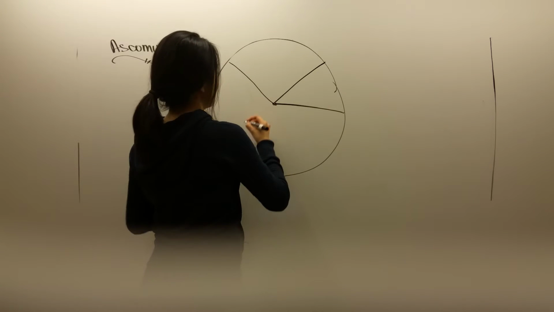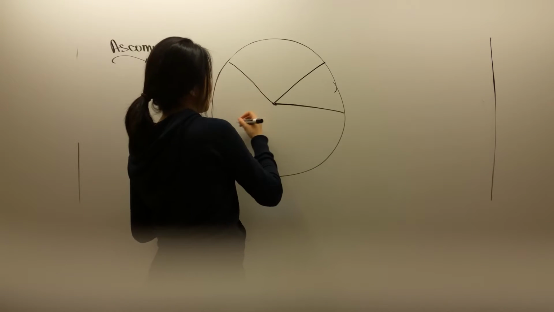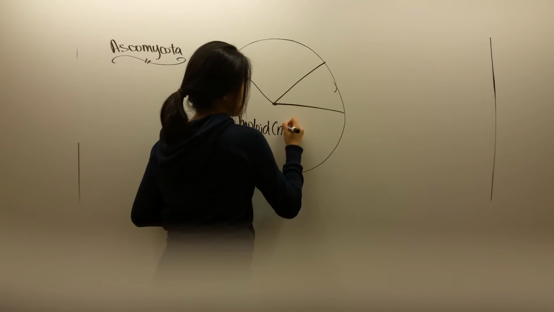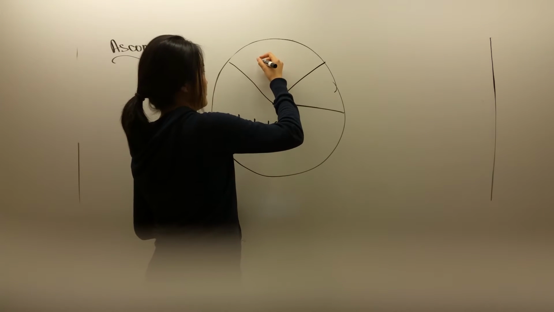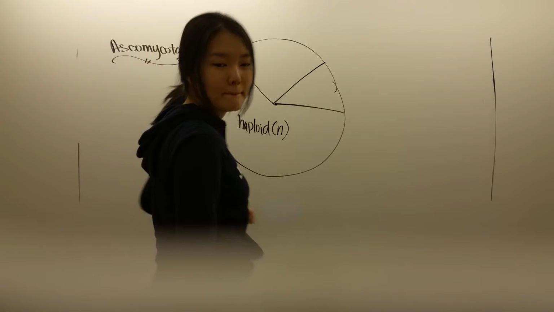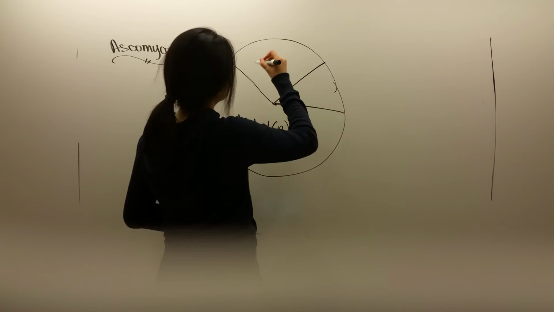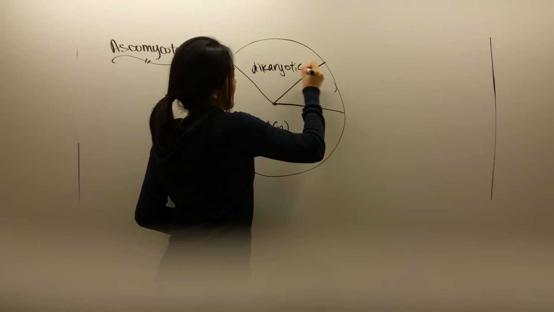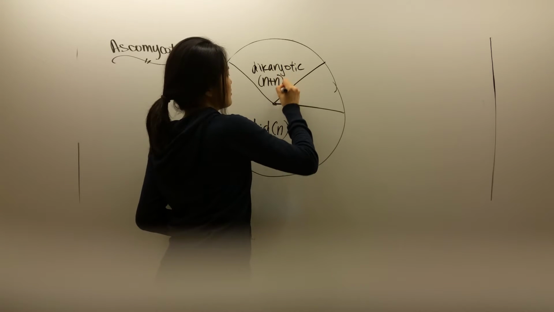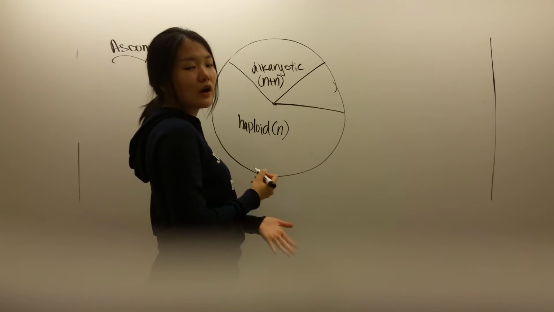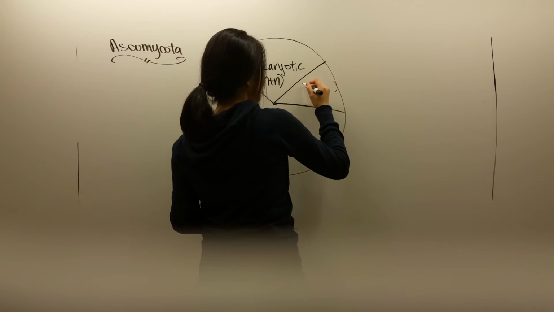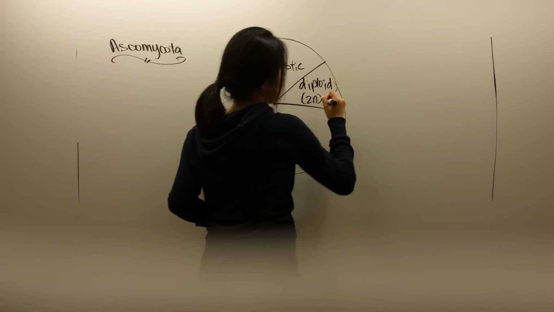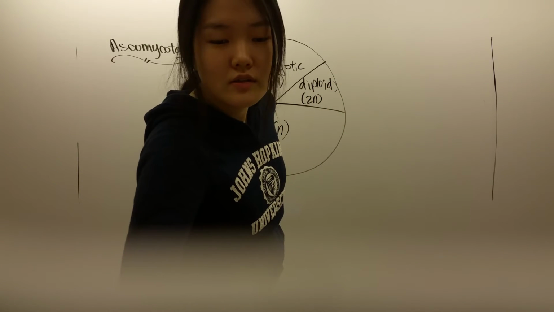Okay. So a large part of the life cycle of Ascomycota is going to be haploid, which means you only have one set of chromosomes. The next part is going to be dikaryotic, which means that you have two sets of chromosomes. The nuclei aren't fused together. And then diploid, where they finally do fuse. These are the three major things that happen.